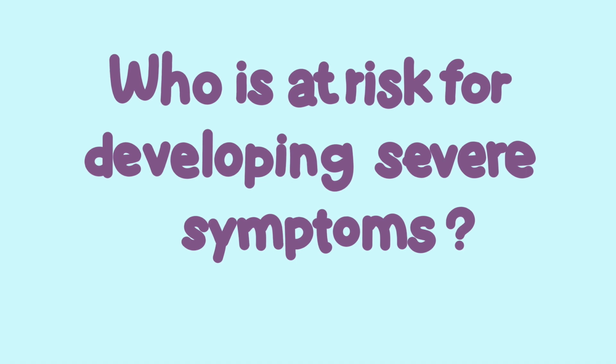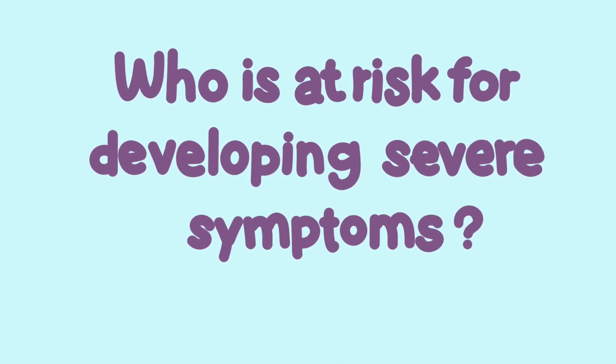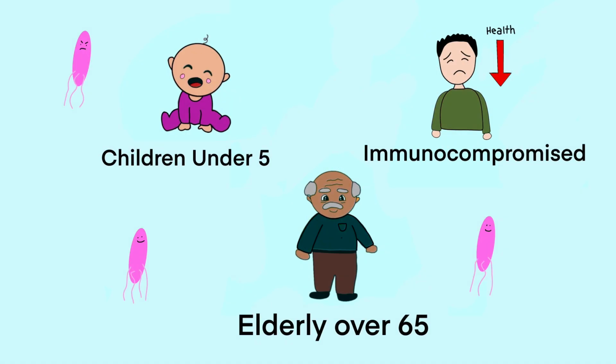Who are the people at risk for developing severe symptoms? People at risk for developing severe symptoms include children under 5, adults over 65, and immune-compromised individuals such as those with cancer and HIV.